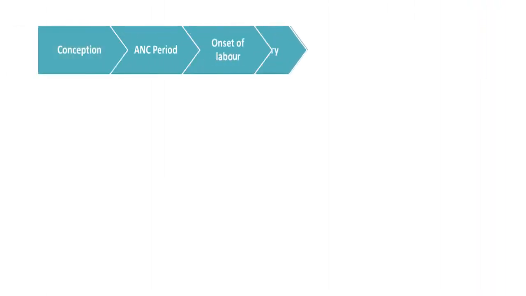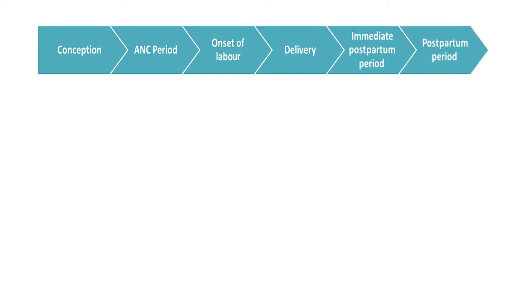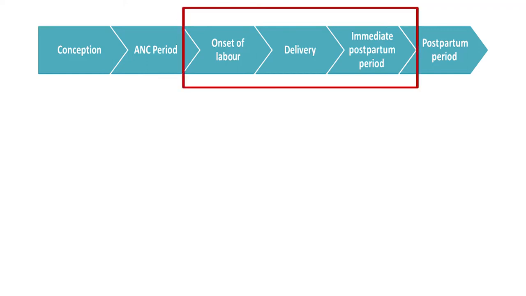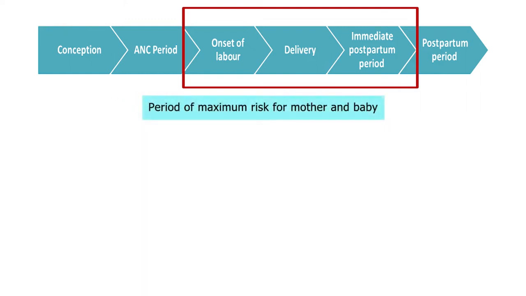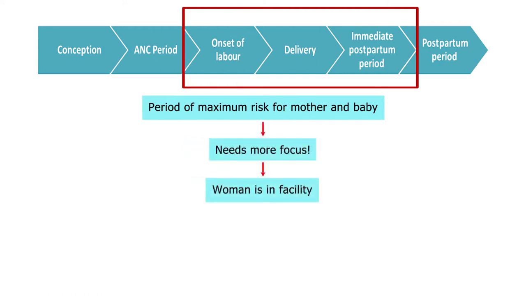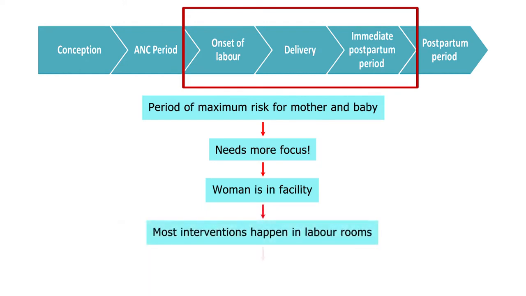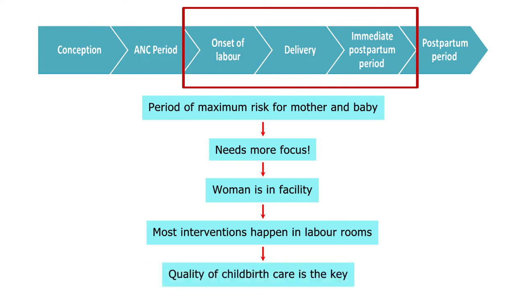If we see the continuum of period from conception till postpartum, where do you think we need to focus the most? Yes, this is from onset of labor, delivery till immediate postpartum period, that is within 48 hours after childbirth, when both mother and newborn are at maximum risk and woman is with us in the facility during this period. Most of the interventions happen in the labor rooms. So, we can emphasize that quality of care during childbirth is the key for reduction in maternal and newborn mortality and morbidity.